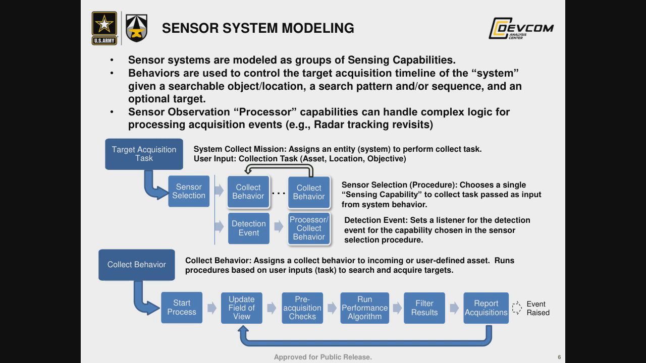So at the bottom, it's a typical target acquisition task and how that would work. If you have multiple sensor field of view modes, you would have something that's selecting which is the best sensor for the task that it's given, and then jumping into actually doing the collection behavior, which would start within that collection behavior.